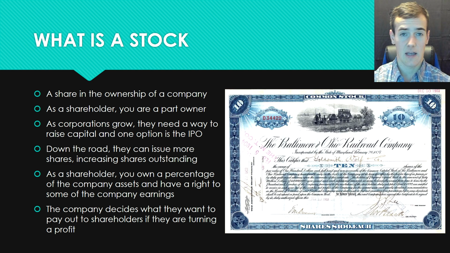And then obviously, if a company is not turning a profit, they do not have any earnings and they will not be passing any earnings along to the shareholders. And when companies are sharing earnings, it is in the form of a dividend. Again, we're going to talk about a dividend later on in this series.